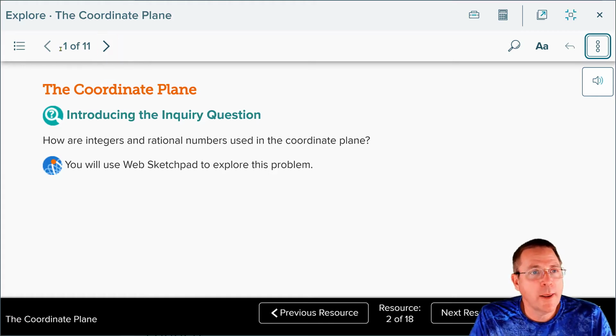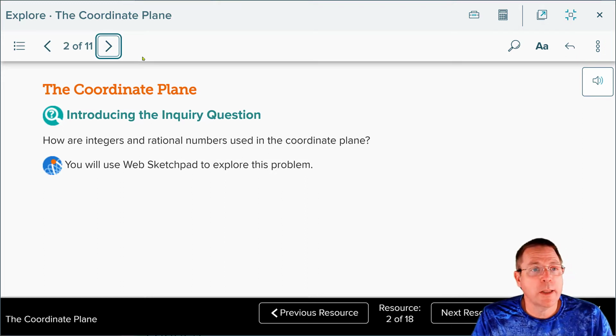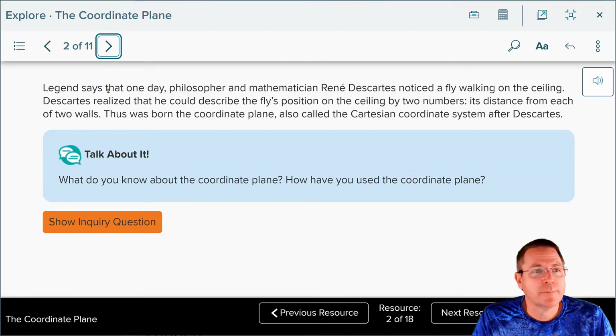Wow, we have 11 slide sets in this resource, and it wants to know how are integers and rational numbers used in the coordinate plane. So let's learn what they have to say.